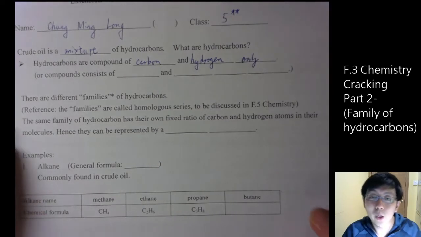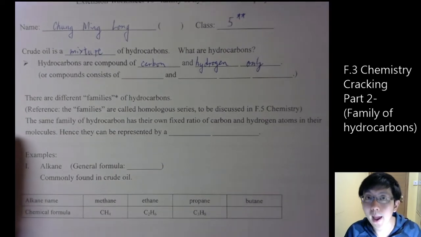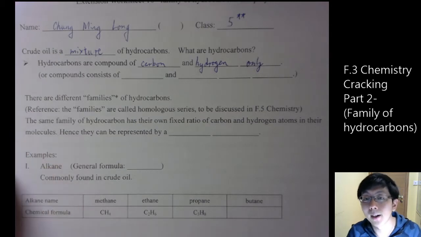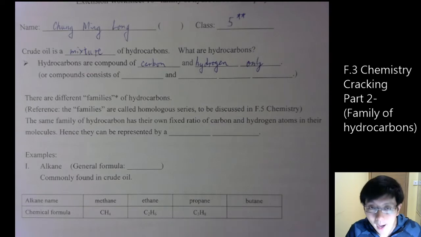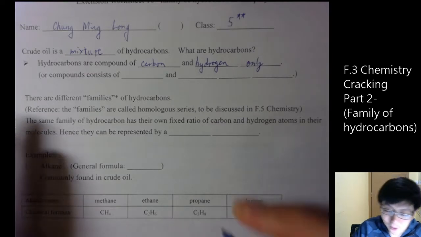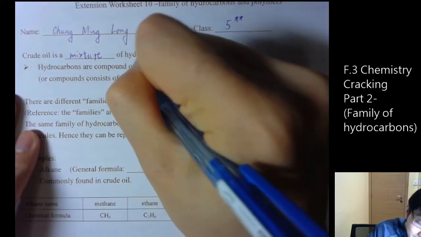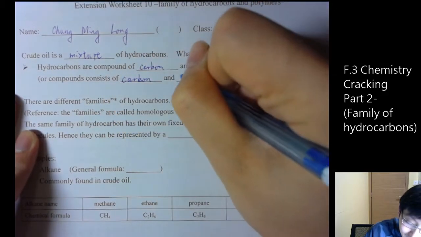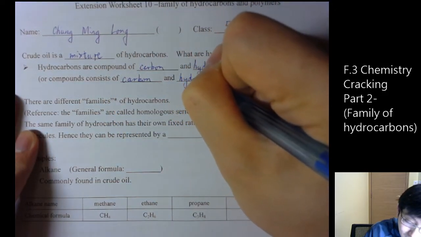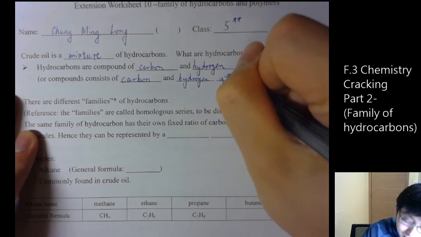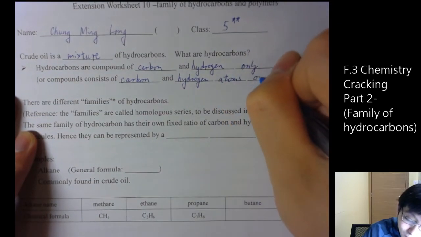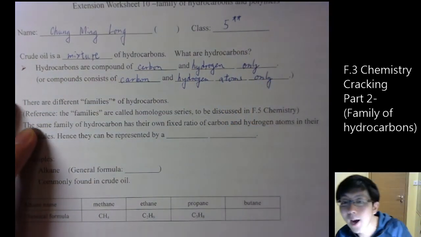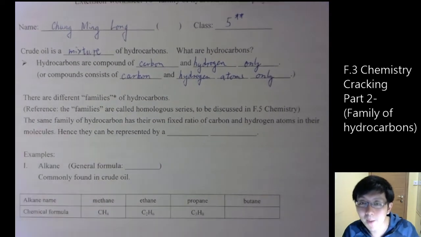So if you review this in terms of atoms, you have another definition. Hydrocarbons, their compounds consist of carbon and hydrogen atoms only. They are only chemically combined from carbon and hydrogen, and the compounds they produce we can call hydrocarbons.